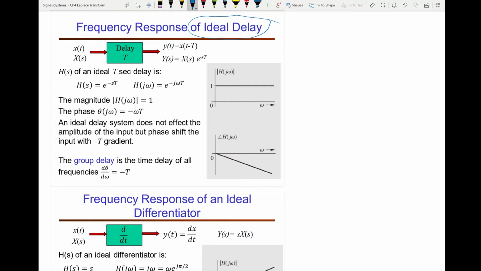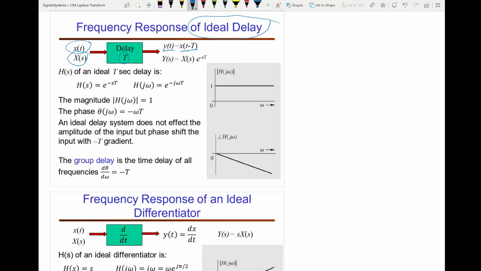So let's say we want to build a delay system. How do we build it? Or what is the transfer function of a delay system and the frequency response? And that's very simple to find. If this is the input x of t and this is the Laplace transform, and this will be delaying by capital T, could be 1 millisecond. So the output is just going to be the input delayed by the capital T.